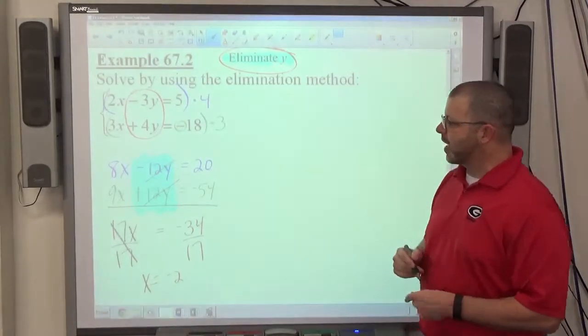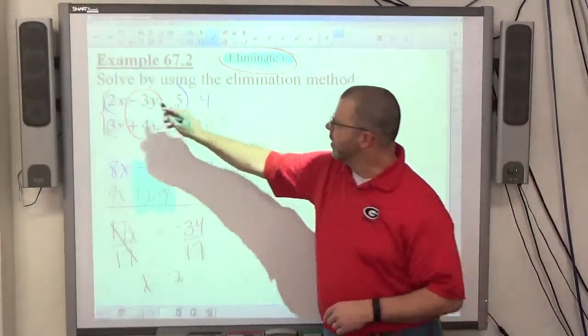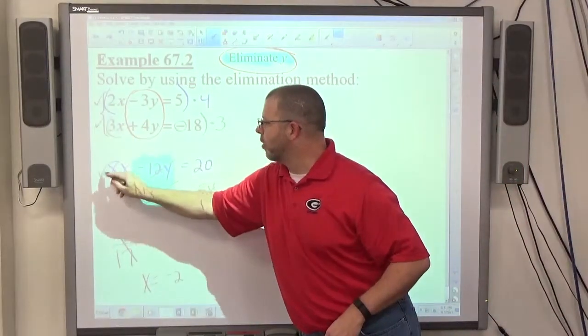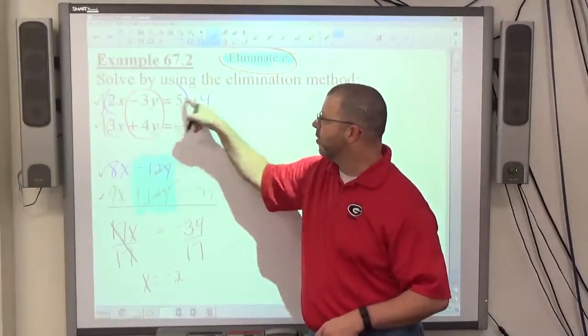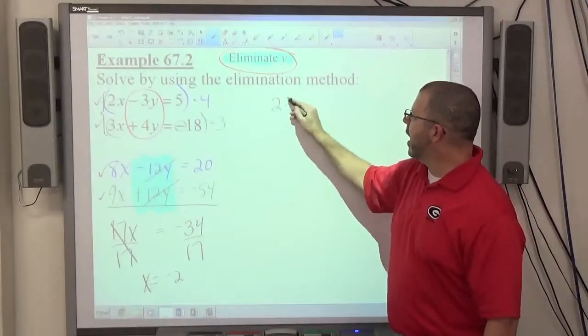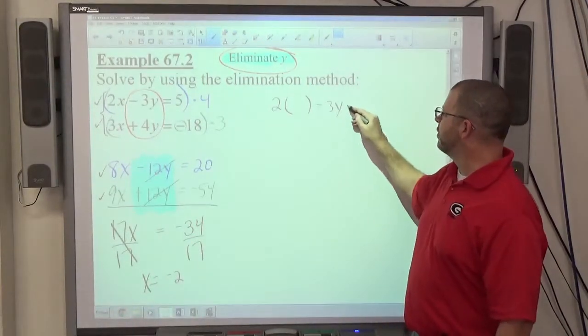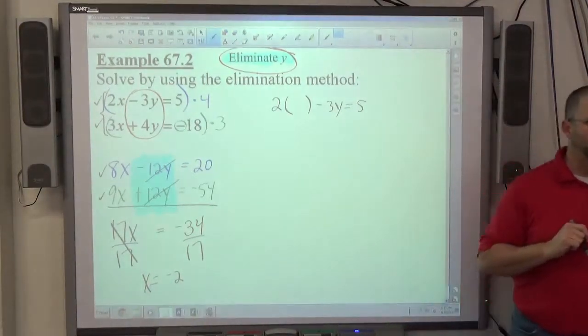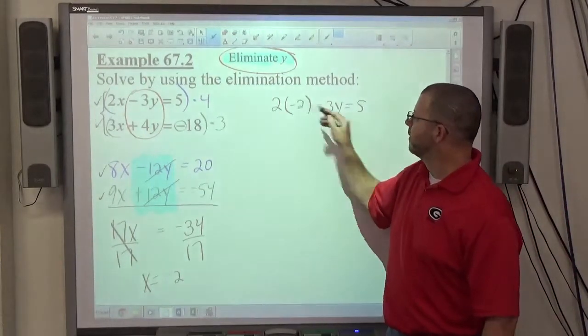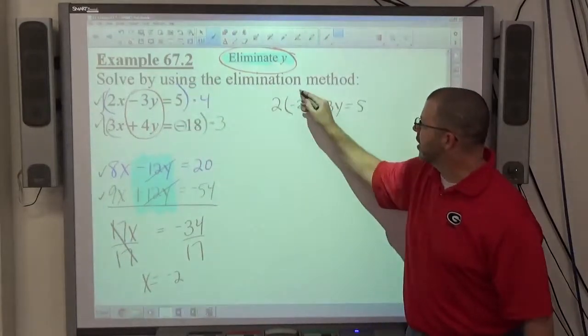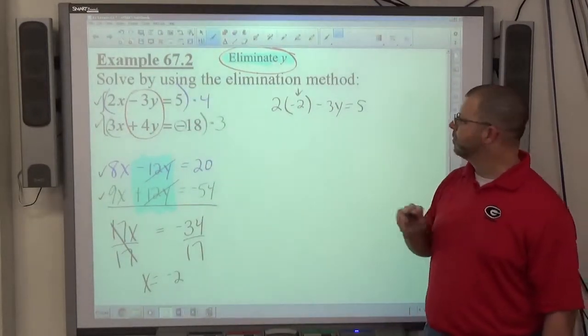Once I know what x is, I go back to an equation. I can go right here, or here, or here, or here. Any one of those equations will do. I'm going to change x to its value. I'm going to go to the top equation. 2x minus 3y is equal to 5 is the equation. Notice I didn't write an x down because x equals negative 2. So again, that's the top equation, exactly the same. I just replaced the x with a negative 2.